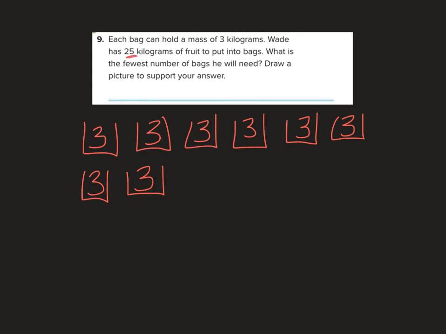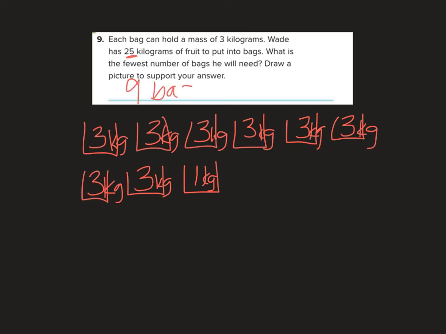But he has 25 kilograms of fruit. So he's actually going to need an extra bag with 1 kilogram in it. See where I'm going here? Okay, he wants to put all of his kilograms of fruit, but each bag only holds 3. So how many bags is he going to need to put all of his kilograms? He's going to need 1, 2, 3, 4, 5, 6, 7, 8, 9. He's going to need 9 bags. And 1 bag is going to have just a little bit of fruit in there.